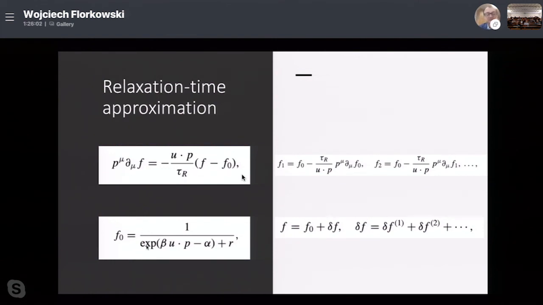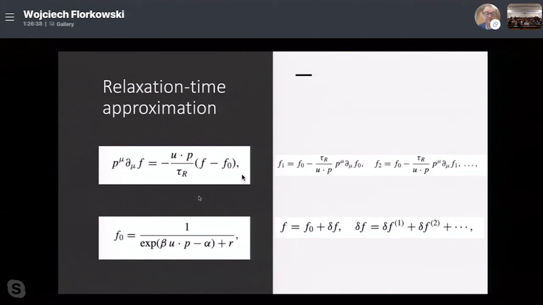And then f0 is the equilibrium function, which has the form of the Bose-Einstein or Fermi-Dirac distribution. Beta is the inverse temperature, alpha is the chemical potential divided by the temperature, which I called xi in my slides before. r is either plus one or minus one: plus one for fermions, minus one for bosons. When r goes to zero, we reproduce classical Boltzmann statistics. So this form is quite attractive because many things can be done. So many people like it.